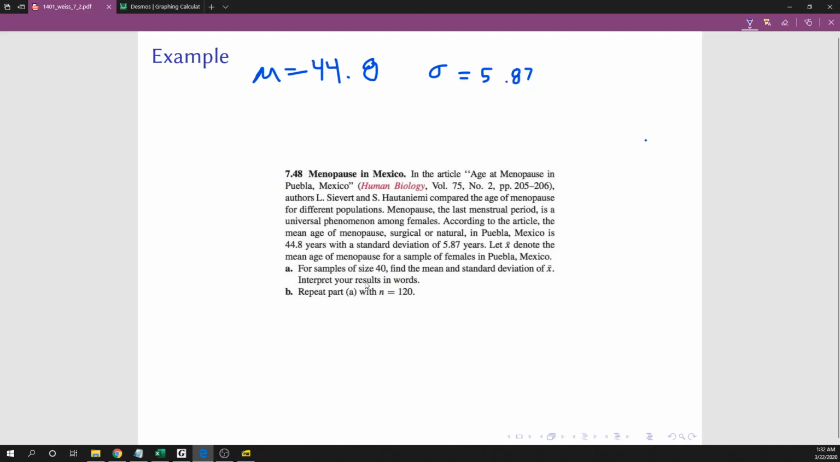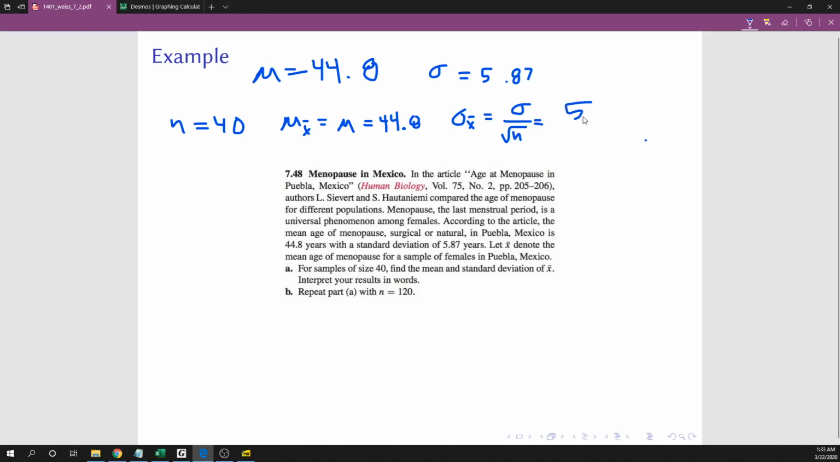Okay. In part A, they want to say for samples of size 40. So n equals 40. Find the mean and standard deviation of X bar. So the mean of all the sample means would be the same as the population mean, which is 44.8. And the standard deviation of all the sample means is going to be equal to the population standard deviation divided by the square root of n.